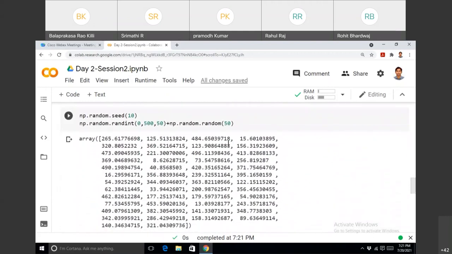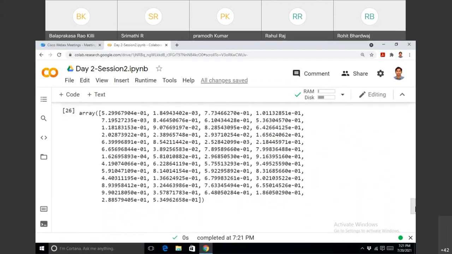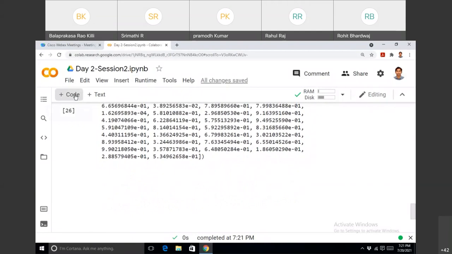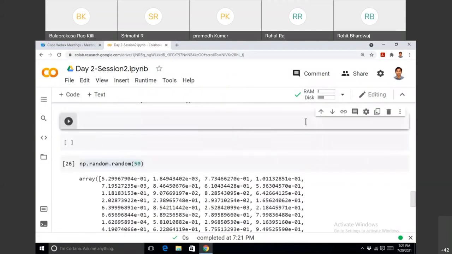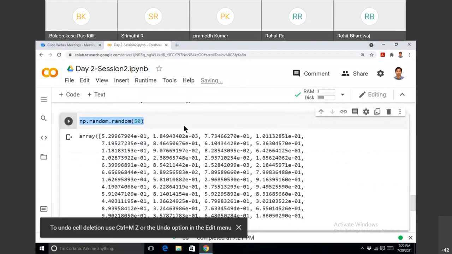So, did you execute these two commands, madam? Yes, I have done it. Now, are you getting same thing or different? I'm getting a different value. Okay, different value. Then, okay. Maybe it's generating some other random number, right? Yeah. The name itself is random. No need to worry.